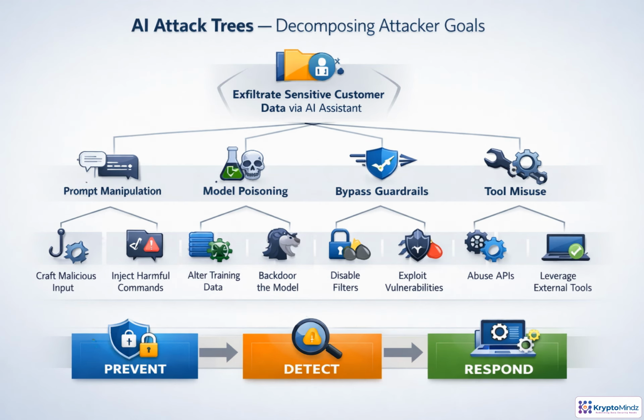An attack tree starts with one attacker goal, then breaks it into the practical routes an adversary might take. For an AI assistant, stealing customer data could involve prompt manipulation, poisoned retrieval or training data, guardrail bypass, weak authorization, or tool abuse. The value is in the leaf nodes, concrete actions you can test. Once those paths are visible, each one can be mapped to controls that prevent, detect, or respond before the attack succeeds.